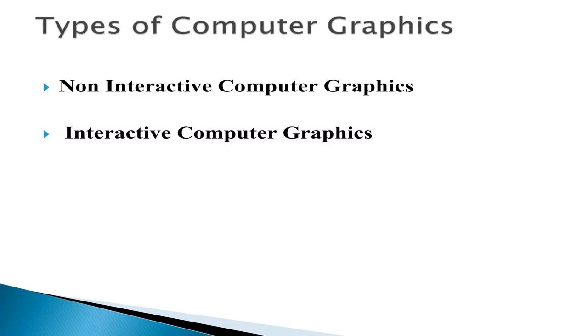Let me give a good example. If I wish to go to my gallery and select a picture to view, and go back to a different icon, you see that I am able to manipulate or interact with the computer system without any delay. So that's the difference between non-interactive and interactive computer graphics. The non-interactive computer graphic is passive, while interactive computer graphics is active.